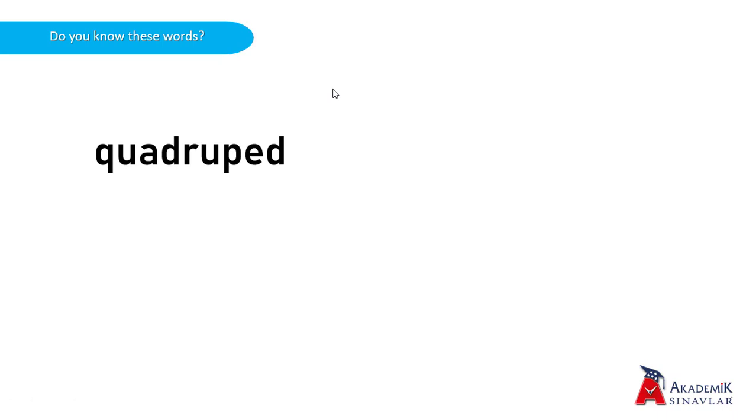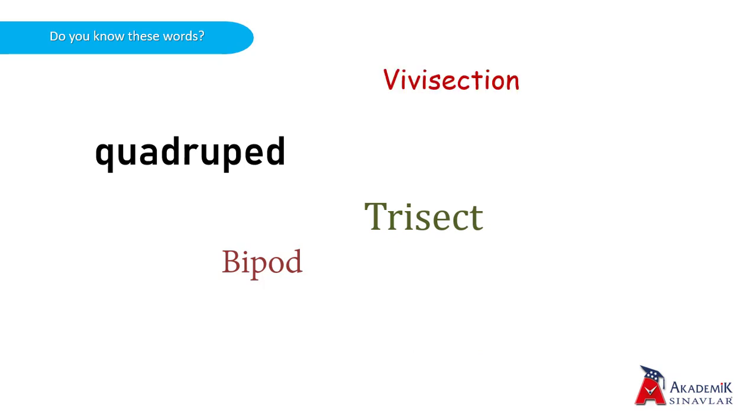Look at this. Quadruped, bipod, trisect, vivisection, podiatrist, peddler. These are some of the vocabularies that you may see in most academic exams like IELTS, TOEFL, SAT, ACT, and so on. However, understanding them in the context sometimes is difficult.